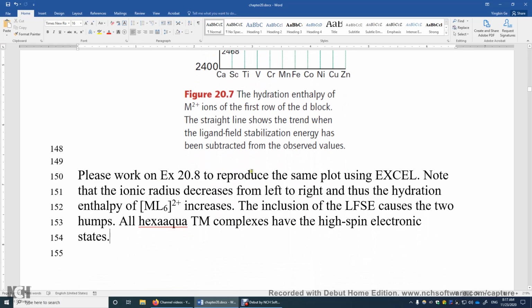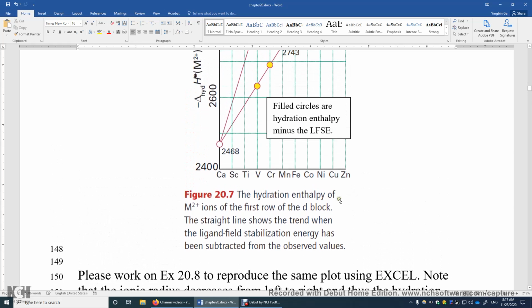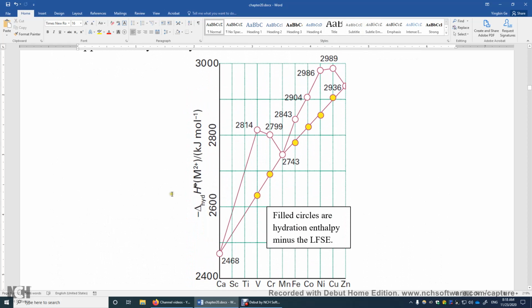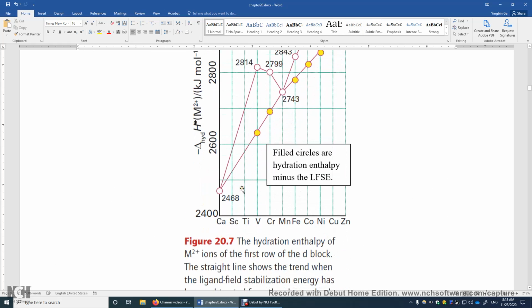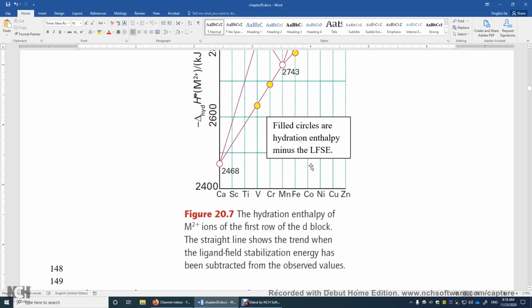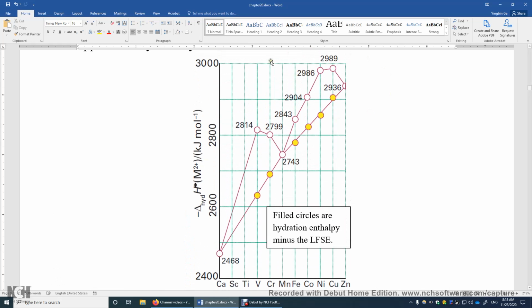So there's a homework problem on this. You can make an Excel sheet. You can tabulate the enthalpy of hydration for these metals, and then you can compute the LFSE, the ligand field stabilization energy, and then you can make your own Excel plot similar to this one.